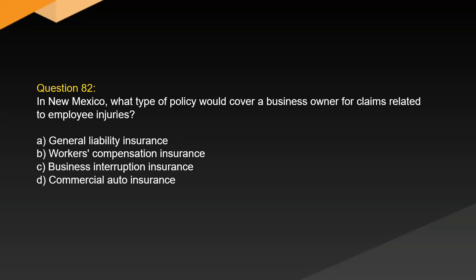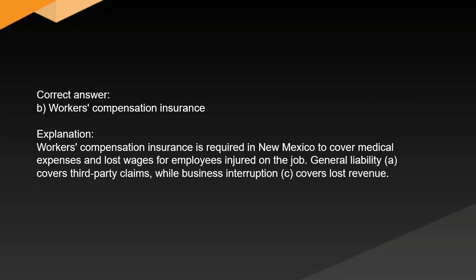Question 82. In New Mexico, what type of policy would cover a business owner for claims related to employee injuries? A. General liability insurance. B. Workers' compensation insurance. C. Business interruption insurance. D. Commercial auto insurance. Correct answer: B. Workers' compensation insurance. Explanation: Workers' compensation insurance is required in New Mexico to cover medical expenses and lost wages for employees injured on the job. General liability, A, covers third-party claims, while business interruption, C, covers lost revenue.